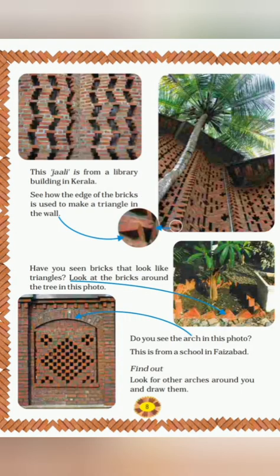Page number 8. Here they have made a beautiful jali pattern, such a lovely jali pattern, and the purpose is that when the breeze comes and enters the building through this jali, it will keep the building cool. See how the edge of the brick is used to make a triangle in the wall.